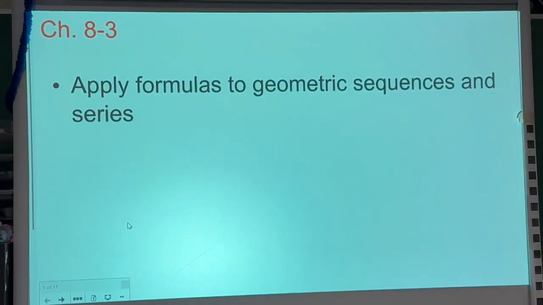Welcome, honors. Let's take a look at Chapter 8, Section 3, working with geometric sequences and series.